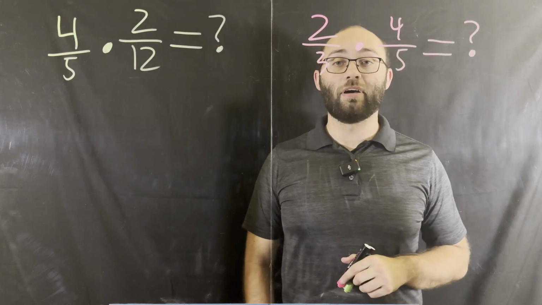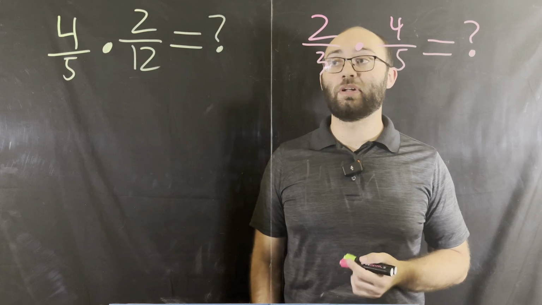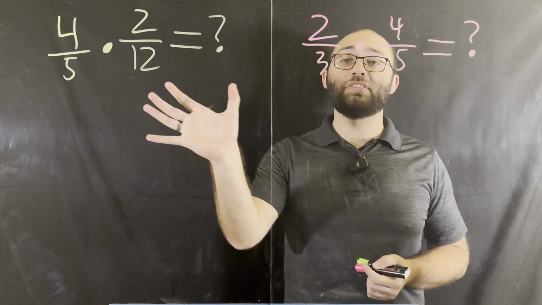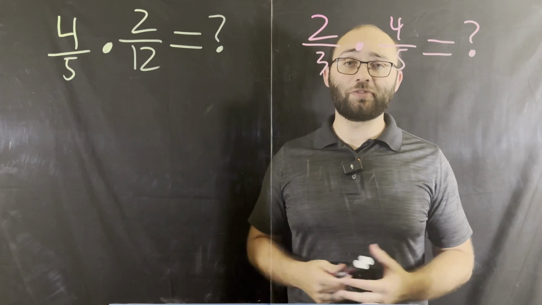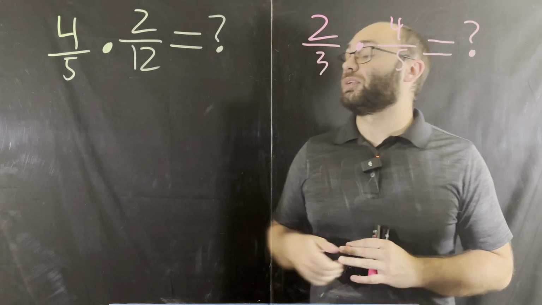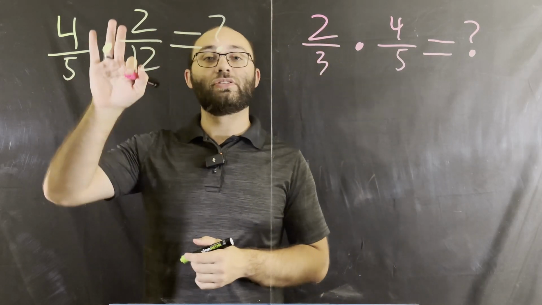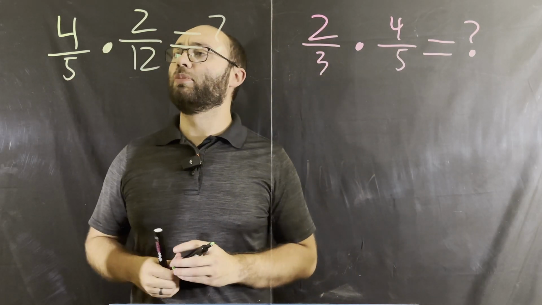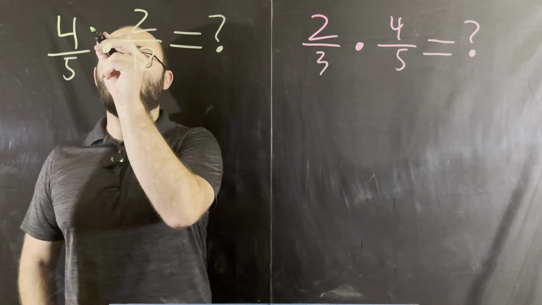Okay, here we are on our next problem. We're going to be multiplying two fractions by one another. And if you look here, I actually have two separate problems. And the reason for that is multiplying two fractions together is thankfully very straightforward. So let's start with this one over here. We have 4/5 times 2/12. And how you are going to multiply two fractions together is you are going to multiply straight across.